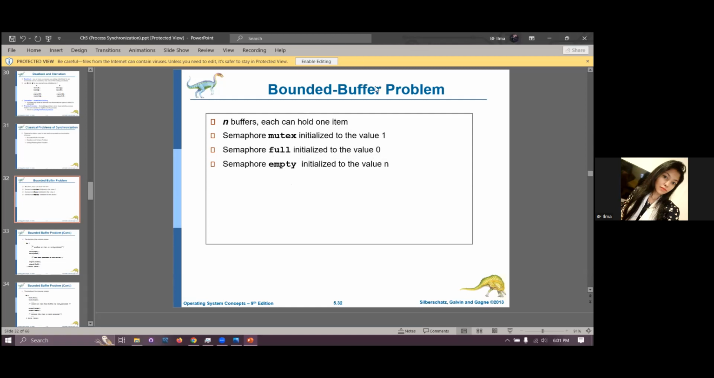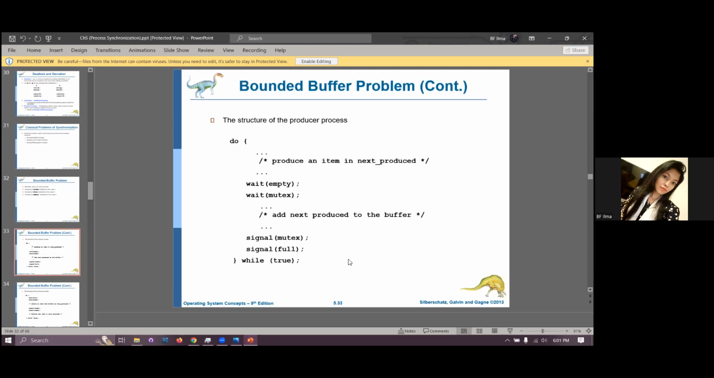So initially these are the values here. You have to have an idea, this is how we initialize this setup. So mutex will be 1, which means any process can enter the critical section. Full is 0, meaning currently we don't have any resource within the buffers, so the full count is 0. Empty is initialized to N because all the buffers are empty initially. So this is the setup.